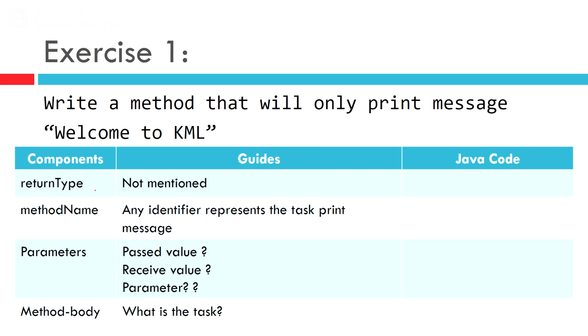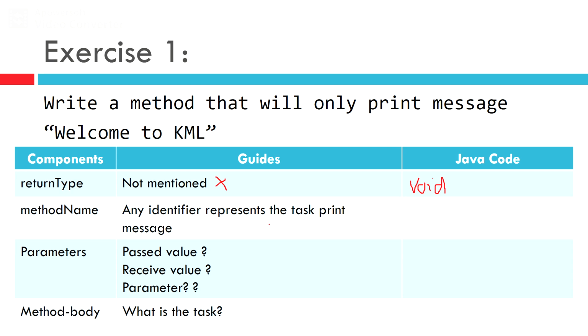So the first component, return type. Is there any return value mentioned in the question? Ada tak return value disebutkan dalam ni? Write a method that will only print message. Tak ada kan? So no. Tiada. So if there is no return value, means that this is a void return type.